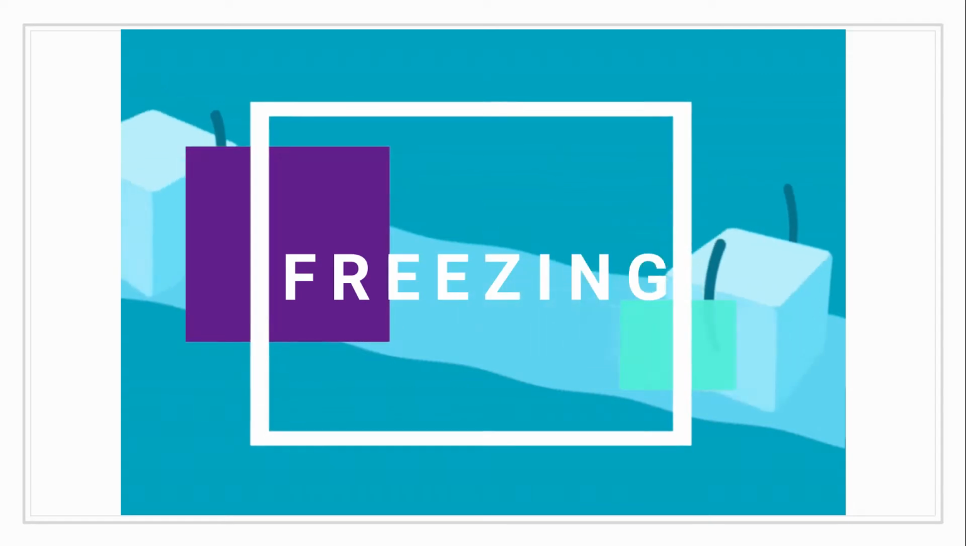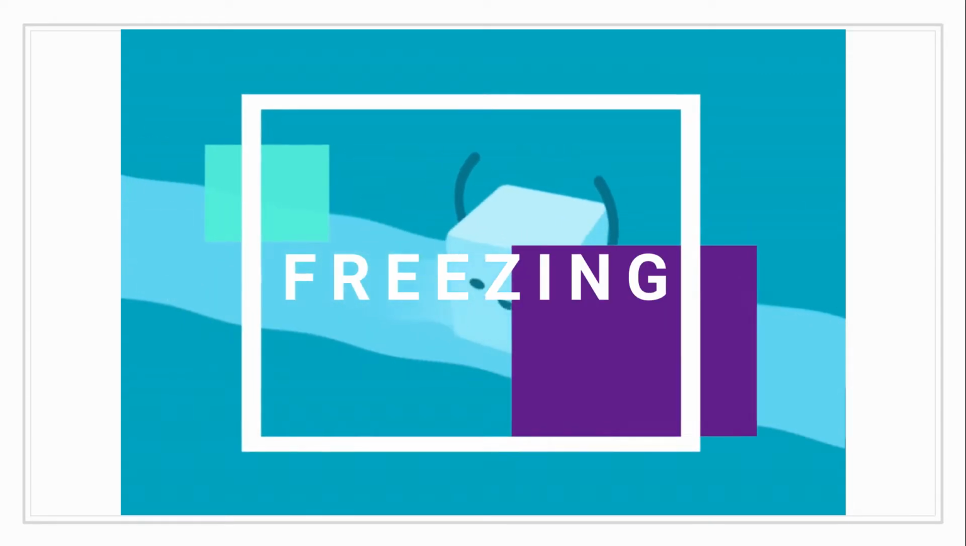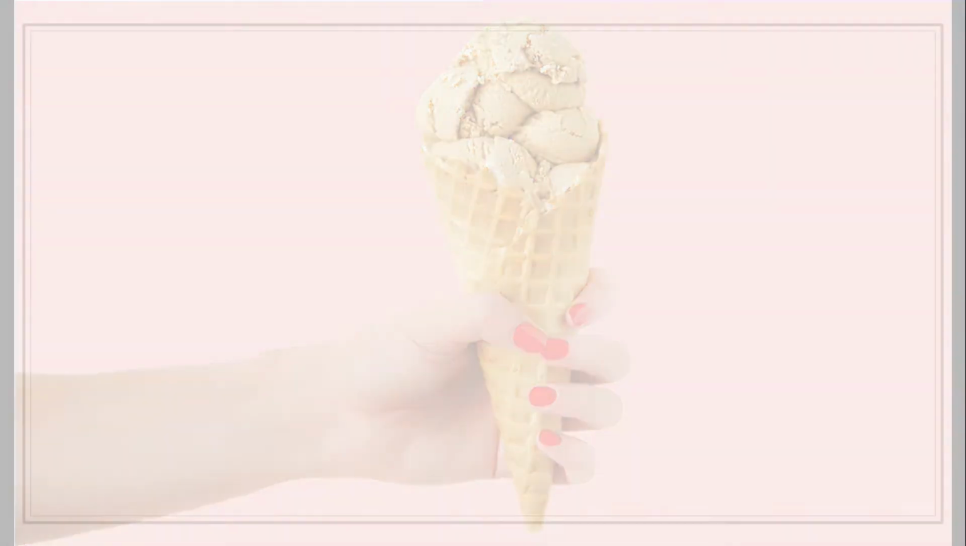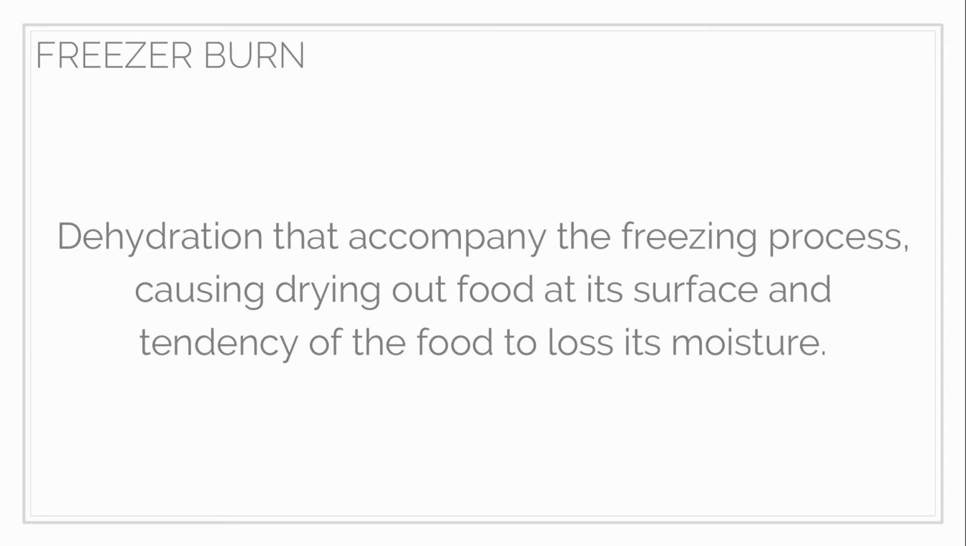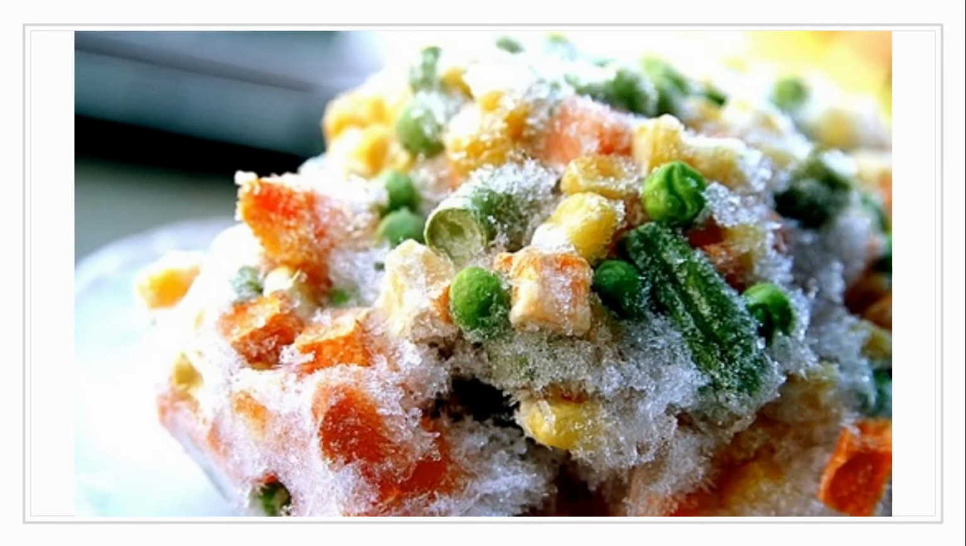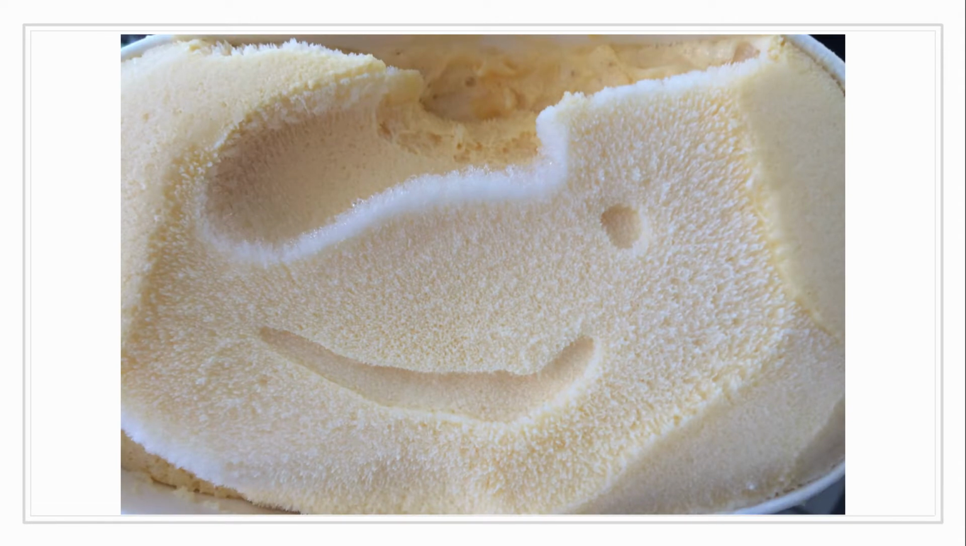In this video, we will continue with two subtopics, which are freezer burn and freezing methods and equipment. Freezer burn is dehydration that accompanies the freezing process, causing drying out of food at its surface and the tendency of the food to lose its moisture. Food surface shows white patches and becomes tough, which leads to nutrient loss.